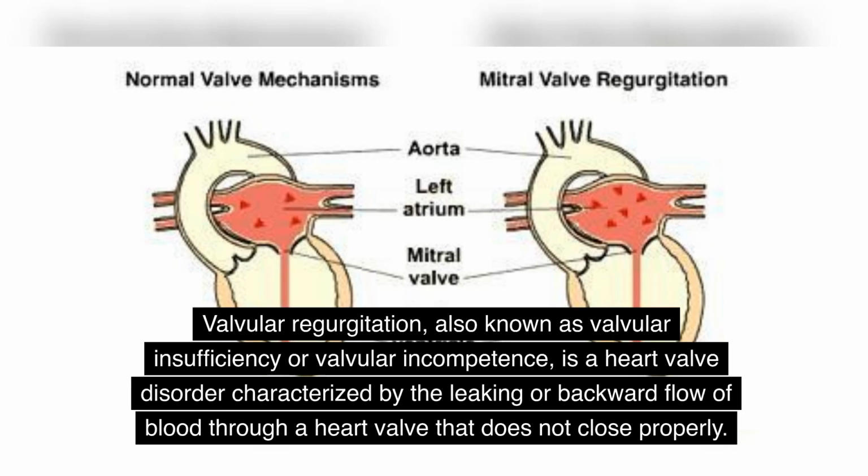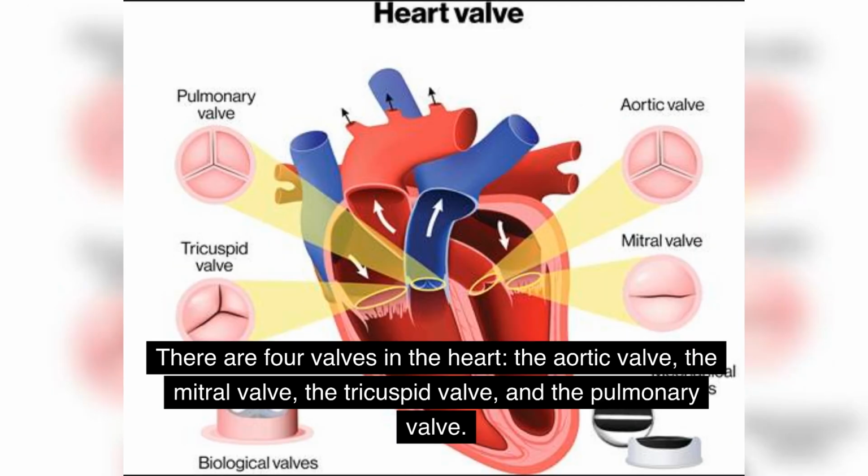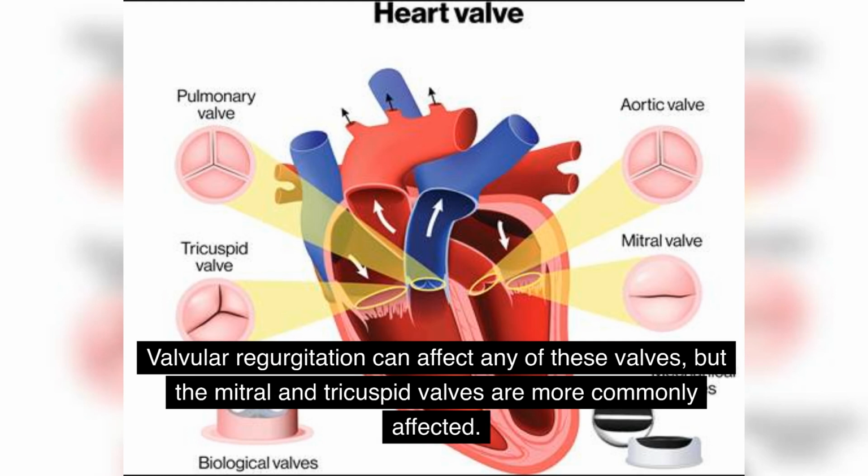Valvular regurgitation, also known as valvular insufficiency or valvular incompetence, is a heart valve disorder characterized by the leaking or backward flow of blood through a heart valve that does not close properly. There are four valves in the heart: the aortic valve, the mitral valve, the tricuspid valve, and the pulmonary valve. Valvular regurgitation can affect any of these valves, but the mitral and tricuspid valves are more commonly affected.